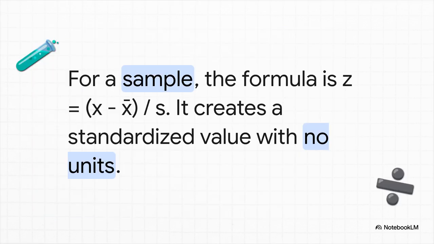Now, you're gonna see a formula, but don't let the symbols freak you out. The idea is super simple. You just take your value, that's x, and subtract the average of the group, that's x bar. Then you divide that result by the standard deviation, s, which is just a measure of how spread out all the data is. And that's it. That gives you the z-score.